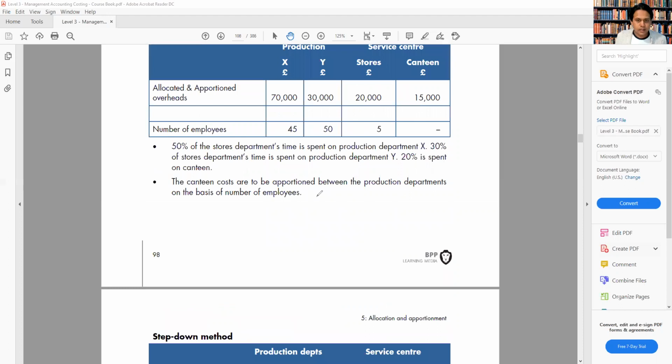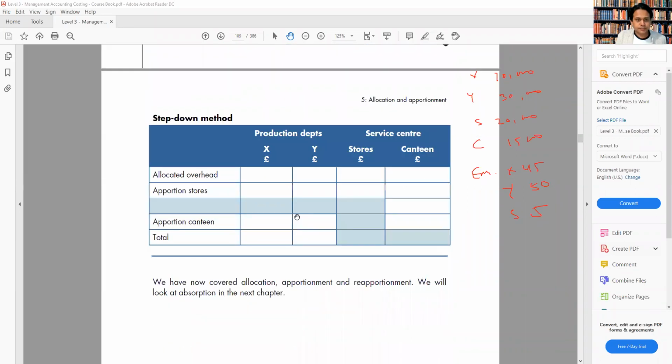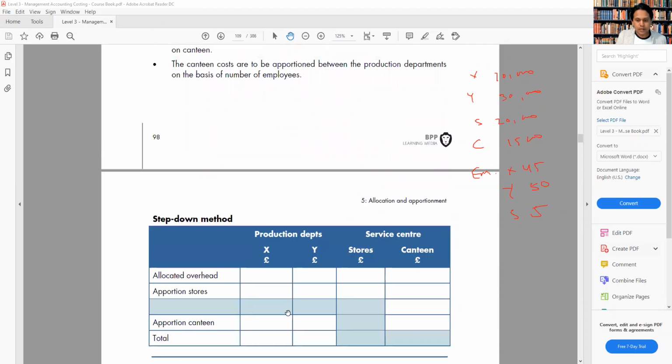So let's write it down. The overheads: X 70,000, Y 30,000, store 20,000, and canteen 15,000. Number of employees: X 45, Y 50, and store 5. And this one we hopefully remember: 50%, 30%, and 20%. We are following the step down method now.